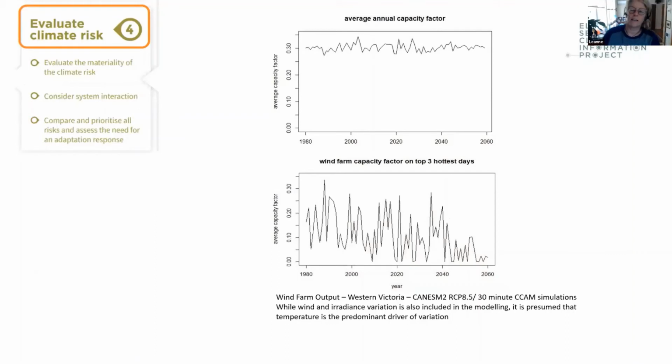So when they were evaluating the climate risk, they found that the average capacity factor through the period of time, on average, didn't seem to be negatively impacted. Though when they looked at the wind farm capacity factor on the top 3 hottest days, looking into future climatology, there was a definite decline in capacity factor. So this is a really hot climate model under high emission scenario. And these are downscaled CCAM simulations producing 30-minute time step data sets.